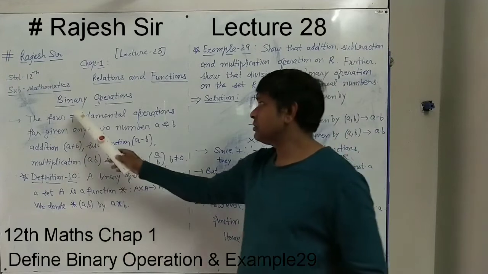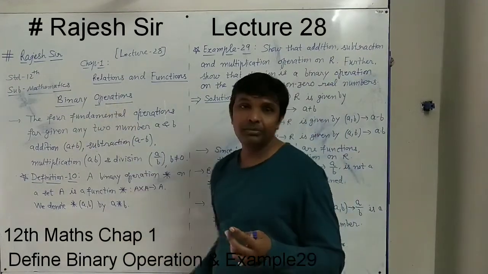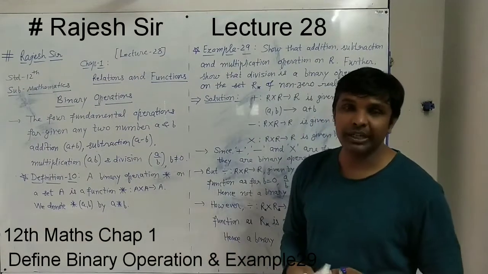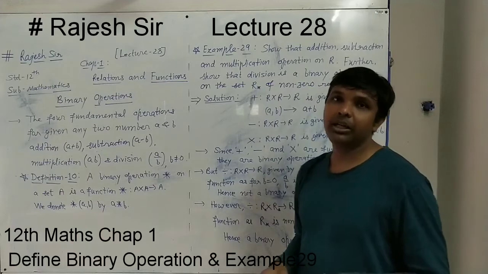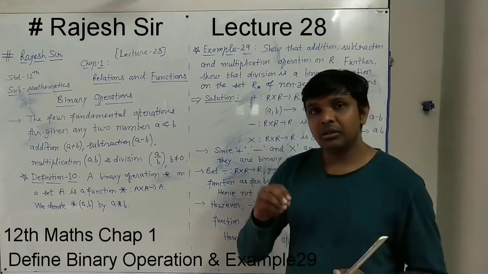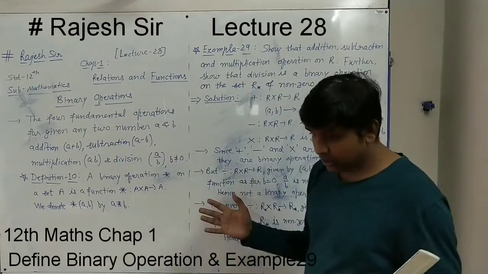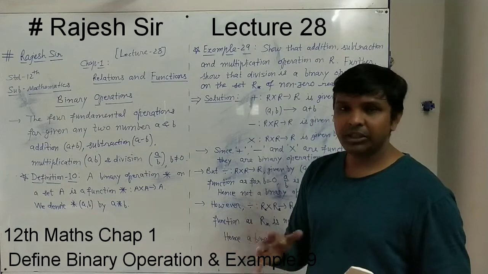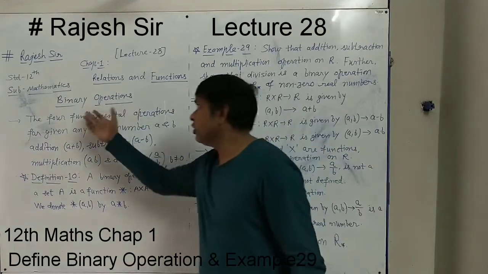Binary means 2, we know binary means 2, and operations in maths means basic, fundamental operations, that is addition, subtraction, multiplication and division. So between two numbers, any of these fundamental operations is coming in this binary operation.